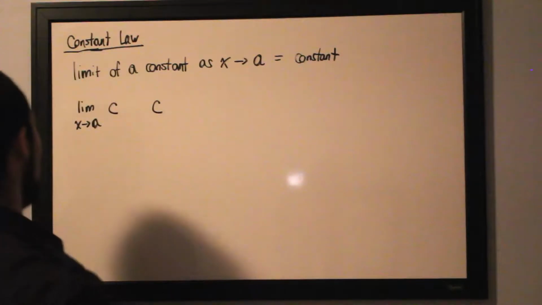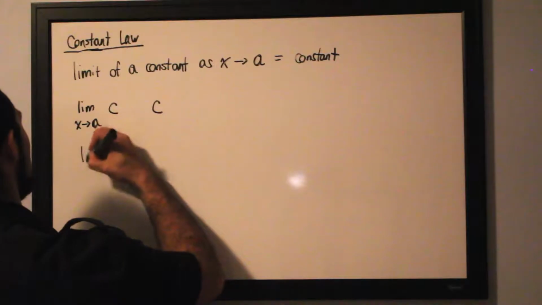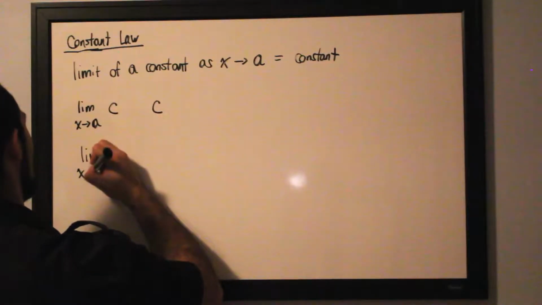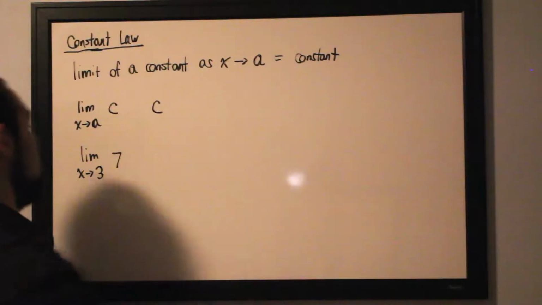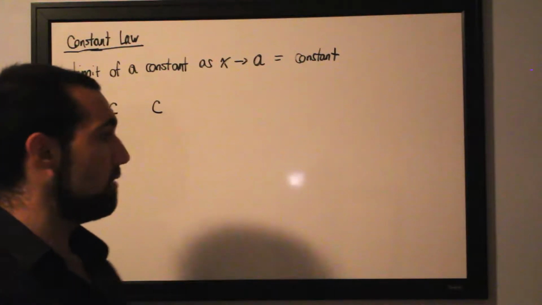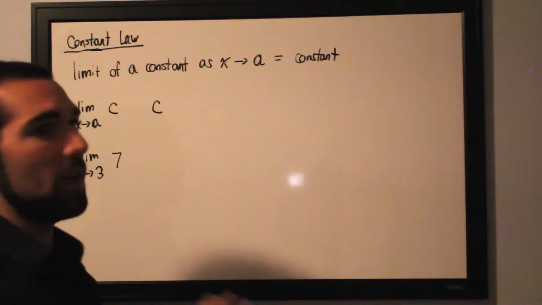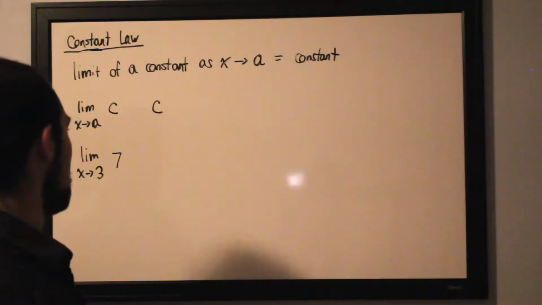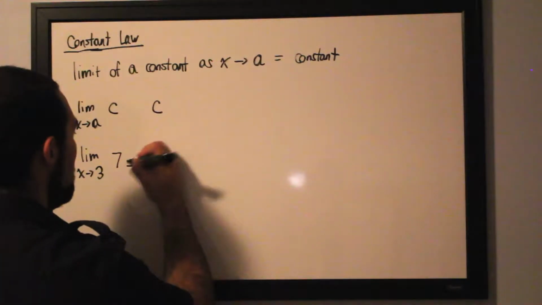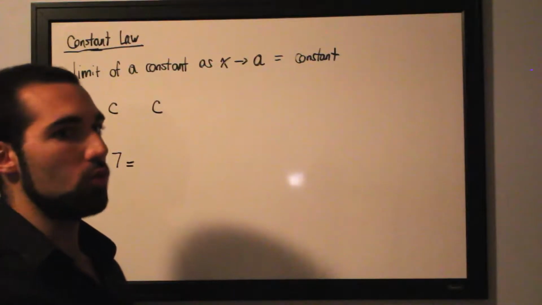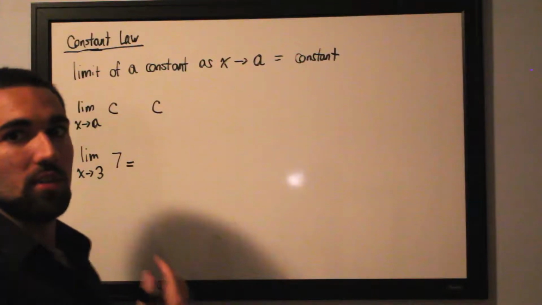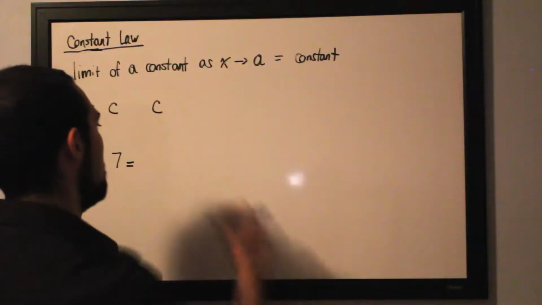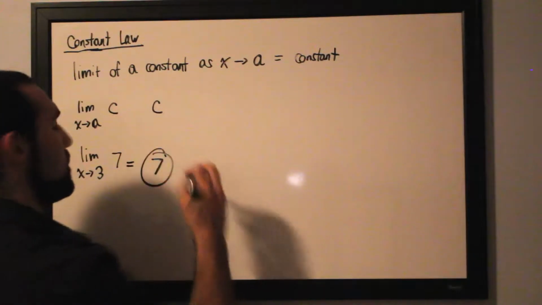So we're going to take an example of that, which is going to be the limit as x approaches 3 for the function 7. 7 is considered a function, and notice that there's no dependence on x whatsoever. Because of that, no matter where x goes, whether it goes to 3, to 10, or to 1,000,000, the constant 7 is always going to be equal to the constant 7. So the limit as x approaches 3 is just 7.